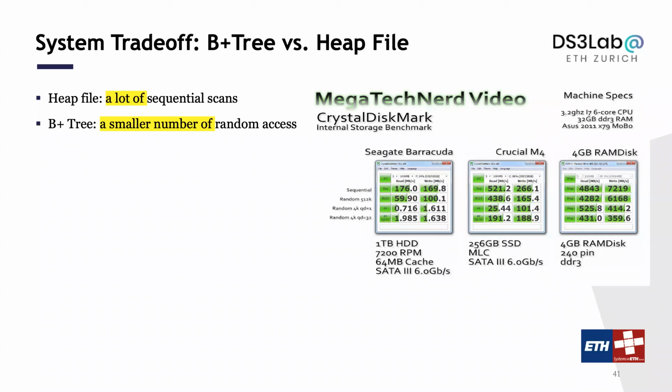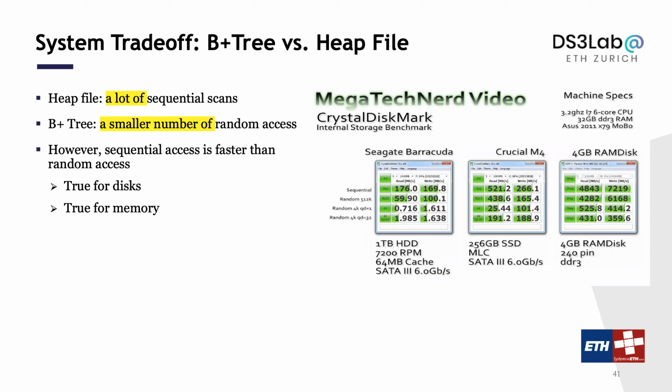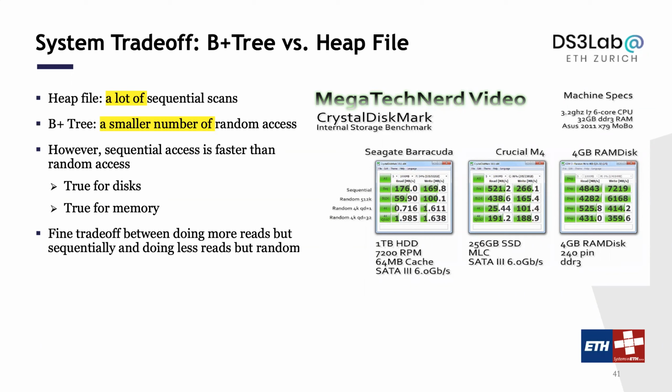It's not uncommon that the heap file is going to be faster compared with using a B+ tree, because sequential access can be faster than random access. That's true for disk, and also true for memory at a different granularity. So there's a very delicate trade-off between whether you want to do more reads that are sequential, or fewer reads that are random. Okay, so in a database there will be a cost model, and you fill in all those constants.